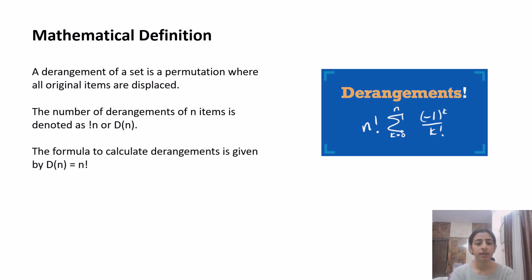Let us look at the mathematical definition. A derangement is a permutation where all the original items are displaced. The number of derangements of n items is denoted as !n or D(n). The formula to calculate derangements is given by D(n) equals n factorial.